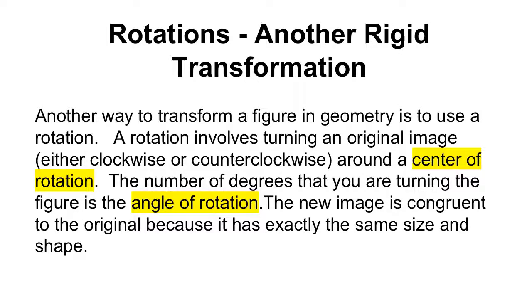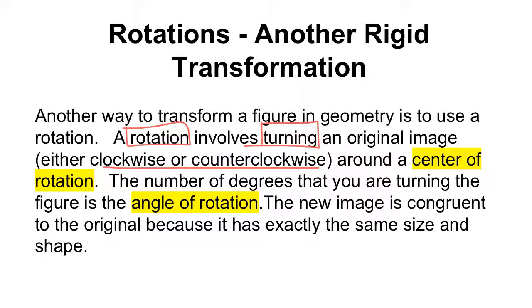Our final rigid transformation is a rotation. And so when you were a little person, it was probably called a turn. A rotation involves turning an original image, either clockwise or counterclockwise, around a center of rotation. The number of degrees that you are turning the figure is the angle of rotation. The new image is congruent to the original because it has exactly the same size and shape.